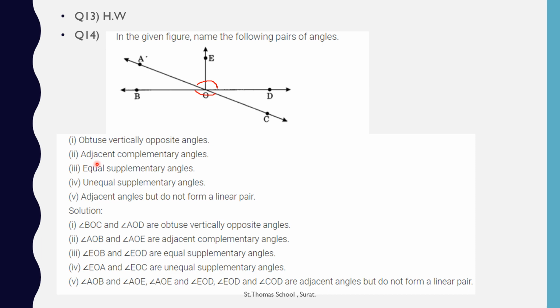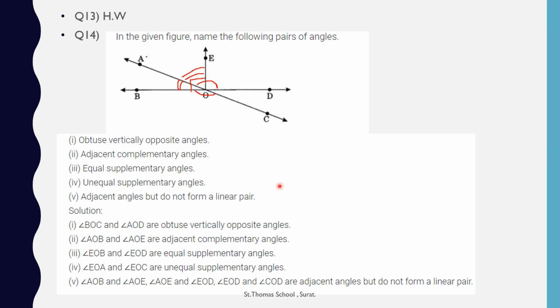The next one, adjacent complementary angles. Now we have to find complementary angles and it should be adjacent also. Okay, so angle AOB and angle AOE. What is the meaning of complementary? It should be 90 degrees. So we can say that the sum of angle AOB and angle AOE is 90 degrees. Okay, so if we add these two, we will get 90 degrees, and these two are adjacent angles.